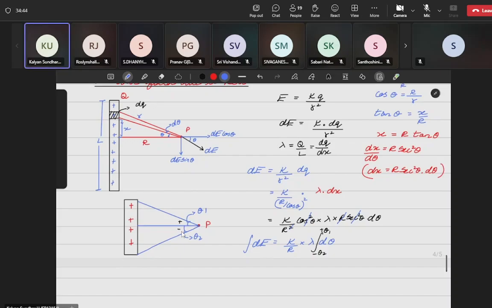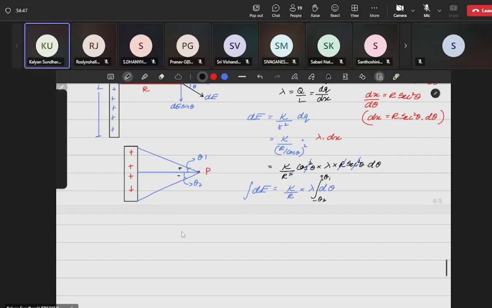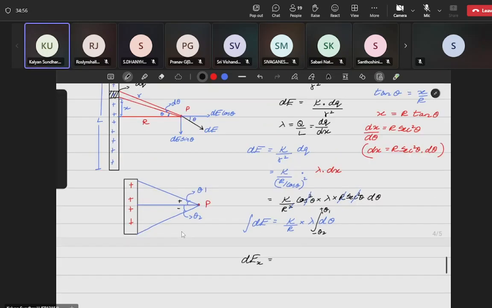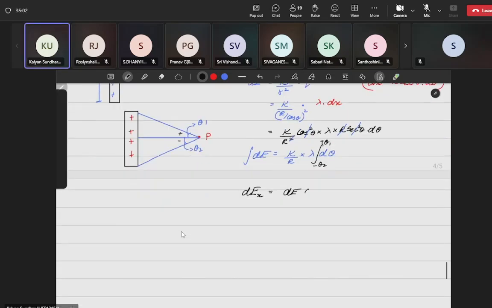Now tell me along the x-axis. What is the formula for the electric field due to the x-axis? Yes, sir. Along the x-axis, it is E cos theta. So I will write it as dE cos theta. What have we found out for dE? K lambda by r into d theta, right? So K lambda by r, integration of cos theta into d theta. The angle is from minus theta2 to plus theta1.